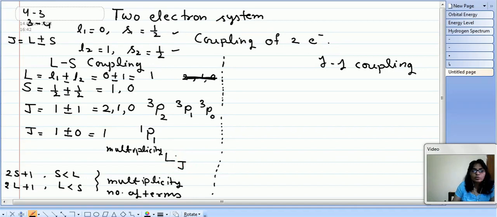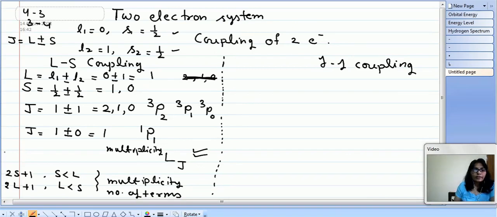So this is the notation or the mechanism to denote any term. That is the name of the term, then the multiplicity, then the value of capital L. If the value of capital L is 0, it means S state, 1 means P state, and 2 means D state, and so on for SPDF. In this way we write the name of the state, and then the value of J, which is 2, 1, 0. So this is the way in which we denote the combined state of the atom.